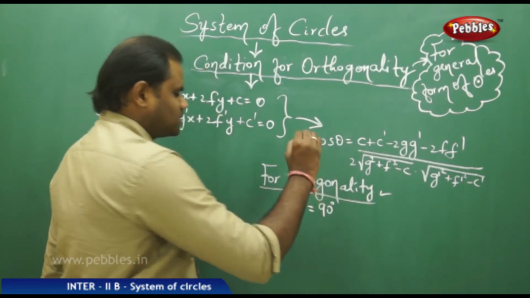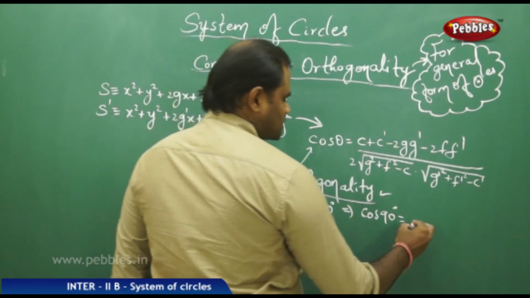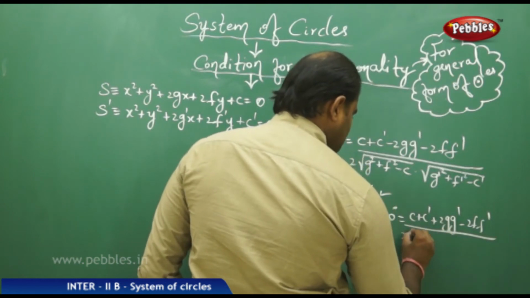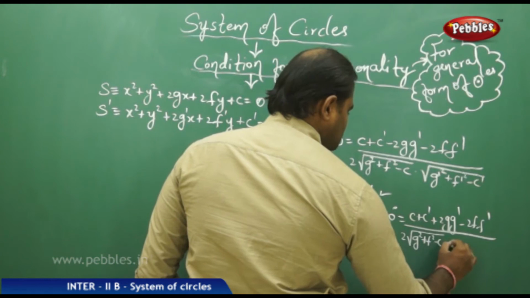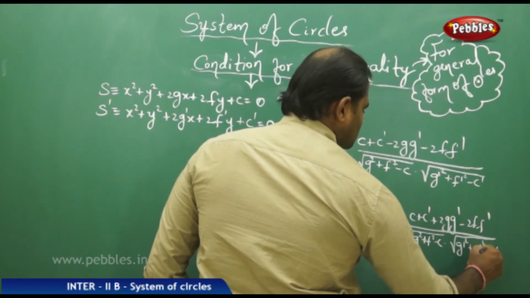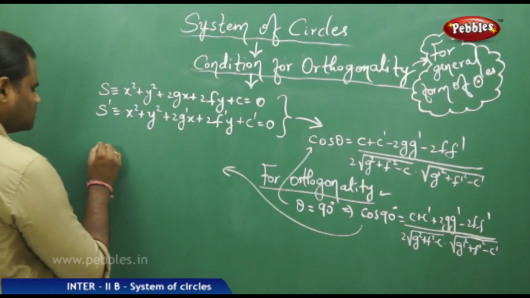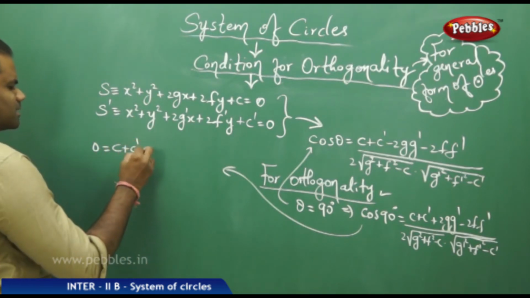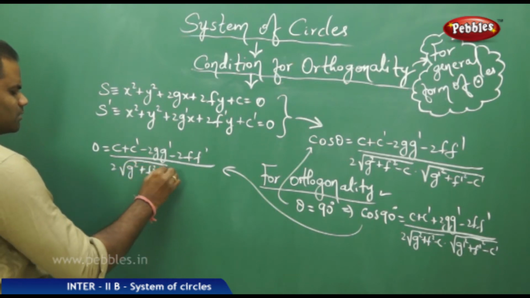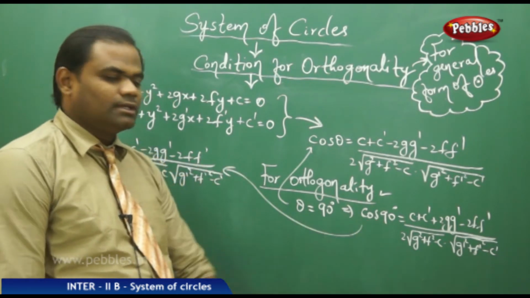theta is 90 degrees. When I substitute theta equal to 90 degrees in this, that implies cos 90 is equal to (c plus c dash plus 2gg dash plus 2ff dash) by 2 root (g square plus f square minus c) root (g dash square plus f dash square minus c dash) is what we get, which on further simplification gives us cos 90, which is 0, and then c plus c dash minus 2gg dash minus 2ff dash by 2 root (g square plus f square minus c) root (g dash square plus f dash square minus c dash), because cos 90 is 0.